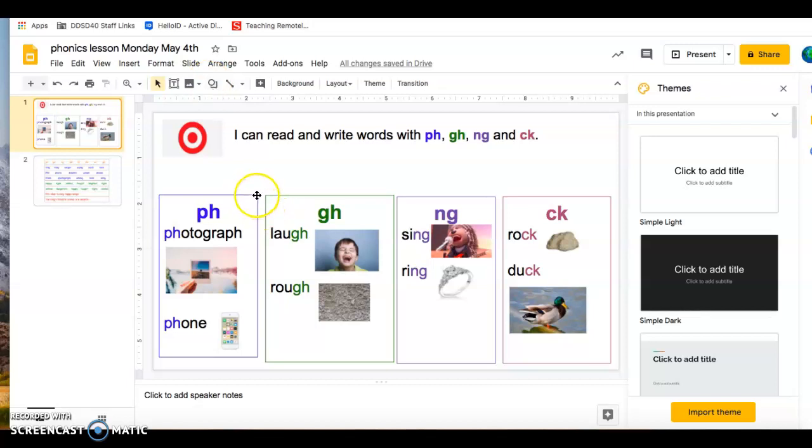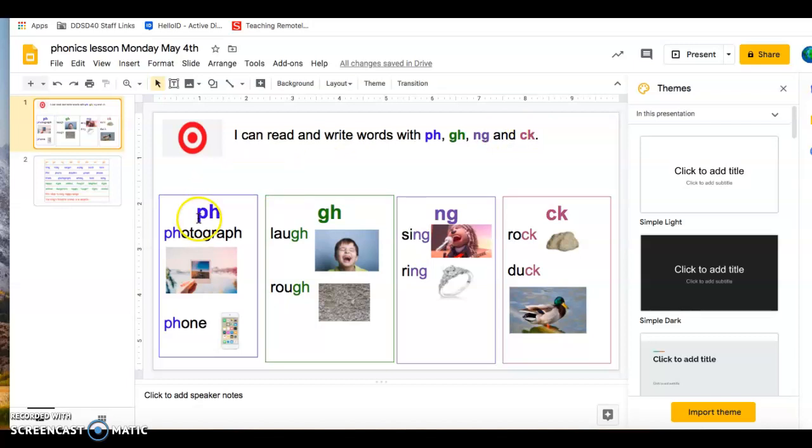For phonics this week, we are working on I can read and write words with PH that says f, GH that says f, NG that says ng, and CK that says k. So PH and GH both make an f sound. NG makes that ng sound. It kind of comes from the back of your throat. And CK makes a k sound.